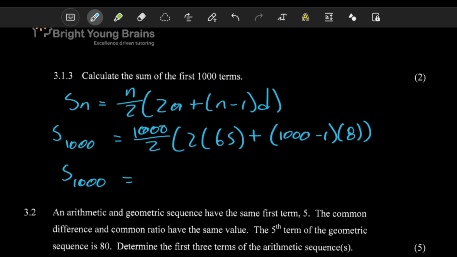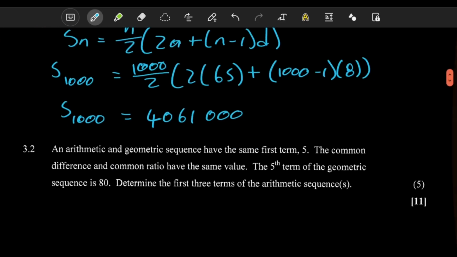Let's put all this into the calculator. Calculator, please come and save us, because we have to get these values. So in the calculator, this is like 4,061,000. Is it 4,061,000? Yeah, because it's like 3 and 3, so that is definitely 4 million.